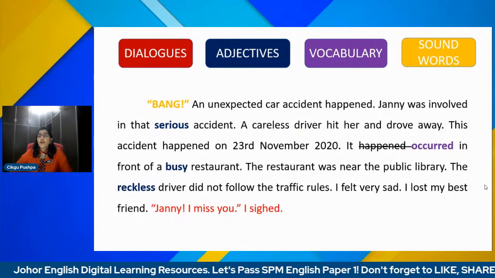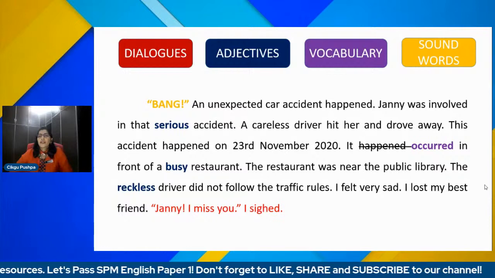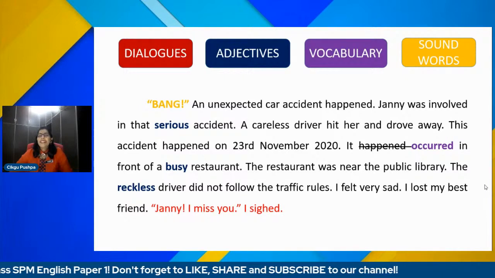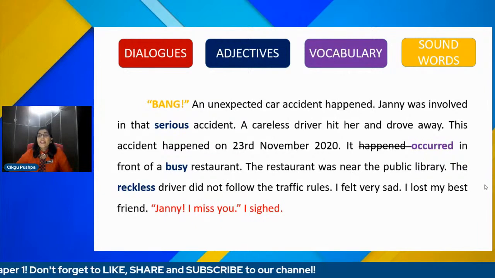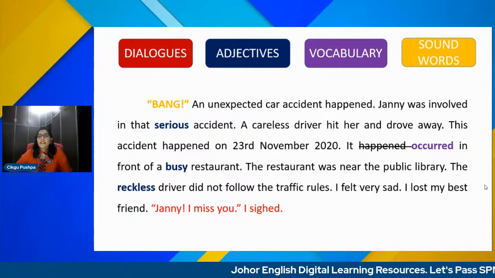You can have a sound word here. For example, bang, an unexpected car accident happened. So you are creating an impact here, making it real. So this is how you have to modify your paragraphs. And you have accident, so serious accident, adjective.